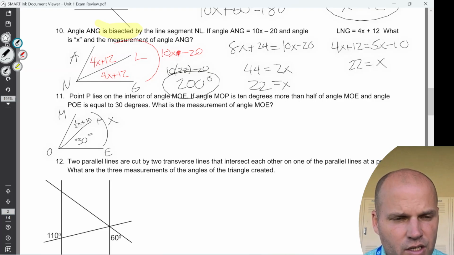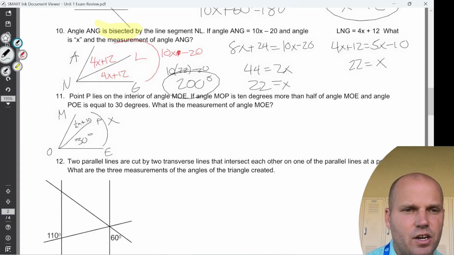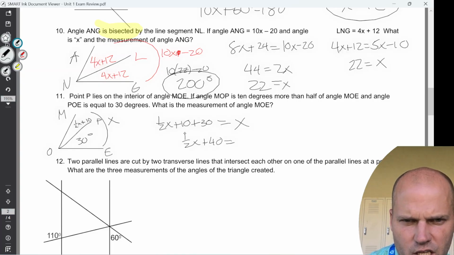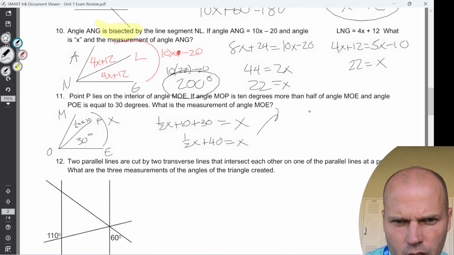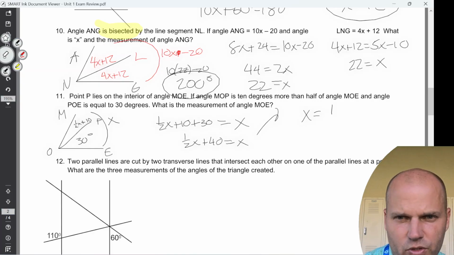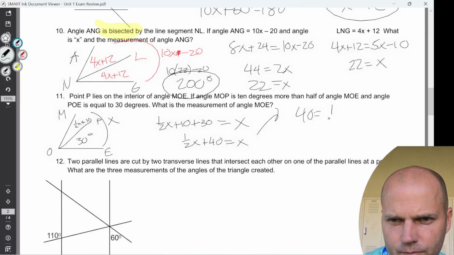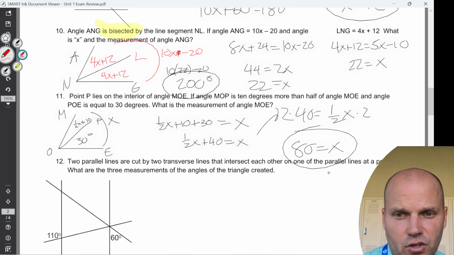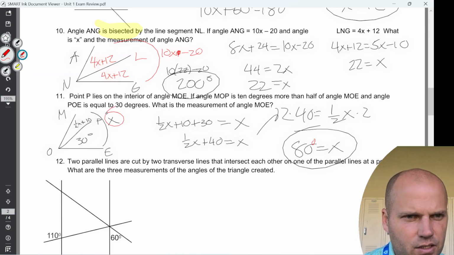POE is 30. This is very similar to the line segment question we had earlier, where we have 1/2 X plus 10 plus 30 equal to X. That's 1/2 X plus 40 equals X, or subtracting 1/2 of an X, 40 equals 1/2 of X. It means X will have to equal 80 after multiplying by 2. So MOE is 80 degrees because we labeled X MOE.